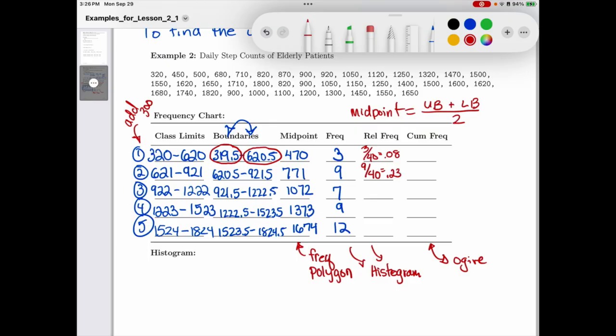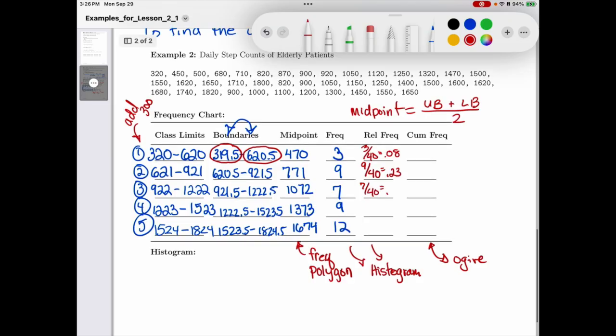Okay, now for the third class, I'm going to take 7 out of 40 to find my percentage, and that's going to give me 0.18. For the fourth class, it's 9 again, and we already found that value, so I'm just going to take 9 out of 40, and that's 0.23. And then the last class, we have a frequency of 12, so I'm going to take 12 out of 40, and that's going to give me 0.3.